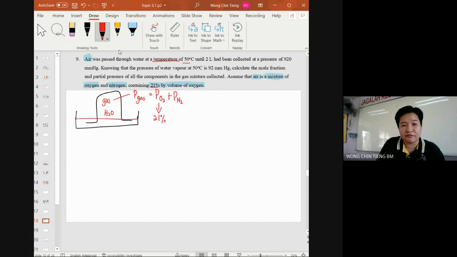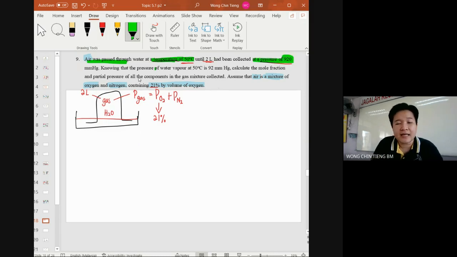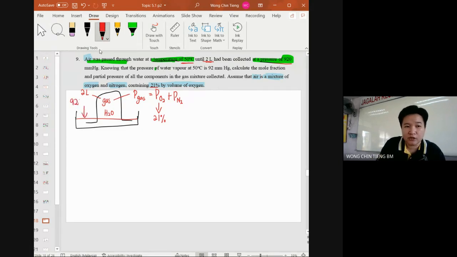At the temperature of 50 degrees Celsius until 2 liter has been collected. So over here, the volume total is 2 liter. At the pressure of 920 millimeter mercury. So sama juga Fatin, baca soalan betul-betul. We collect the gas at the temperature of this, at the pressure of this. Again, 920 millimeter mercury is your atmospheric pressure. So we have your atmospheric pressure over here, 920 millimeter mercury. Keadaan yang kita kutip adalah 50 degrees Celsius.